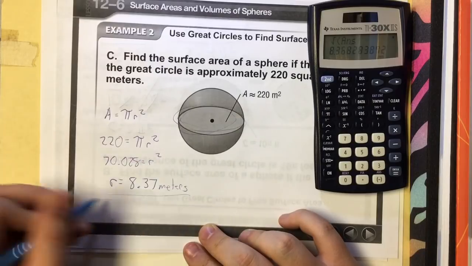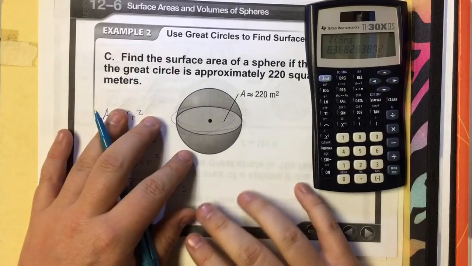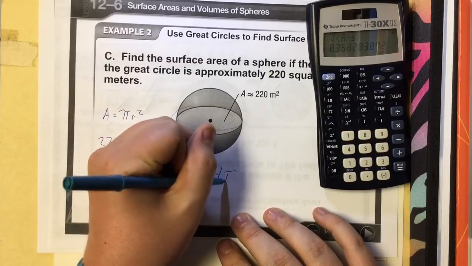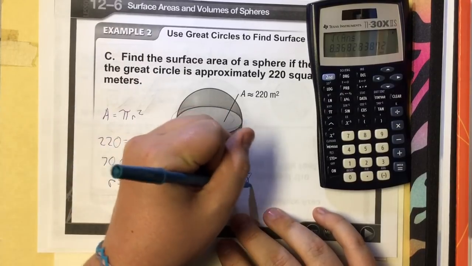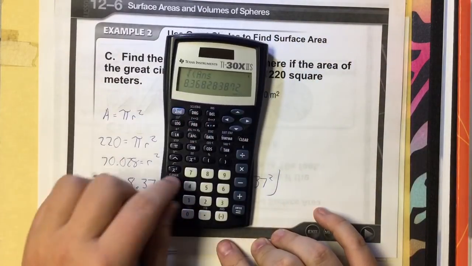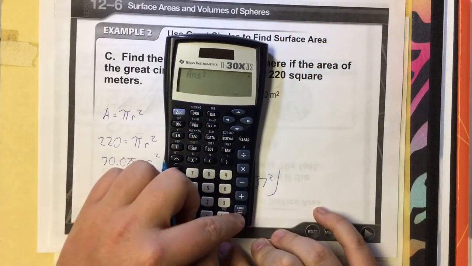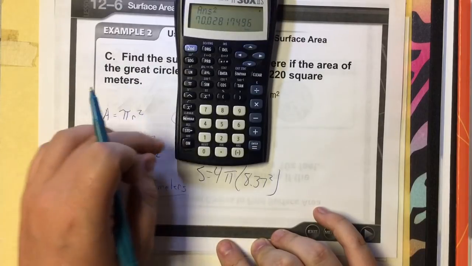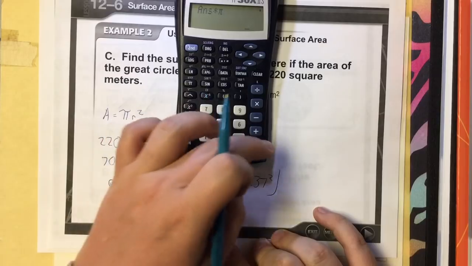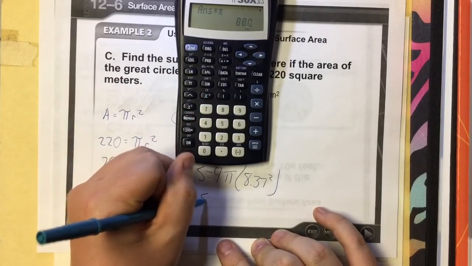Now that I know what my radius is, I can find the surface area of this, doing surface area is equal to 4 pi times my radius squared. So I'll use that answer. I'm going to square it, multiply it by 4, multiply it by pi, and I get 880.